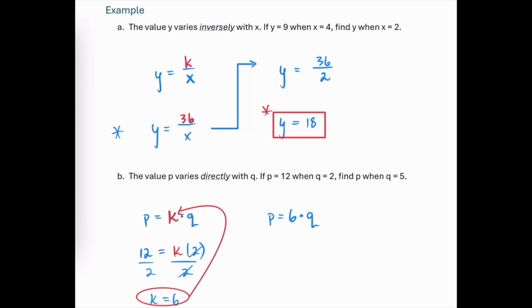So now that the relationship between p and q is more clear, we'll use the updated variation equation to answer any remaining questions. So this is the remaining question here at the end. We're asked to figure out what is p when q is equal to 5. Well, we know our k value is 6, so we're going to plug in 5 for q to see that p is equal to 30.